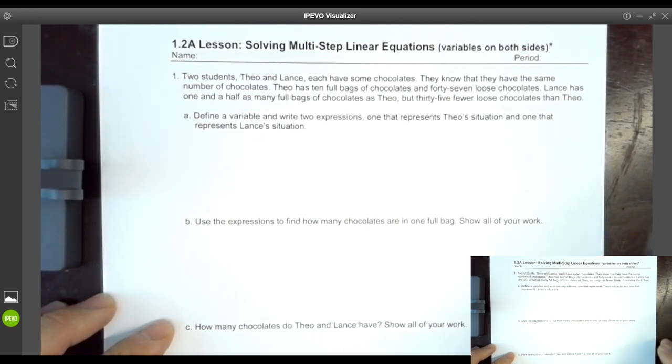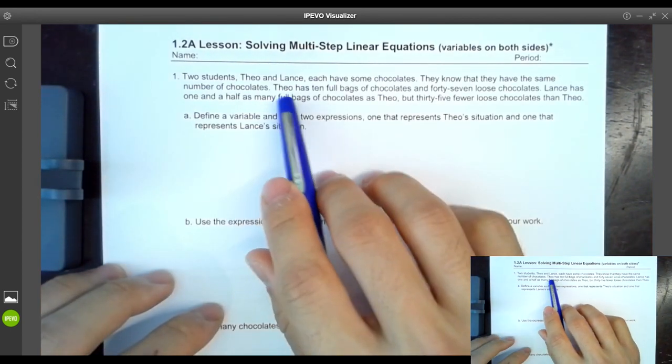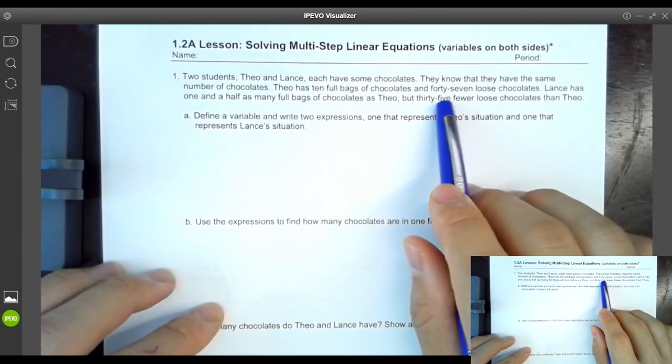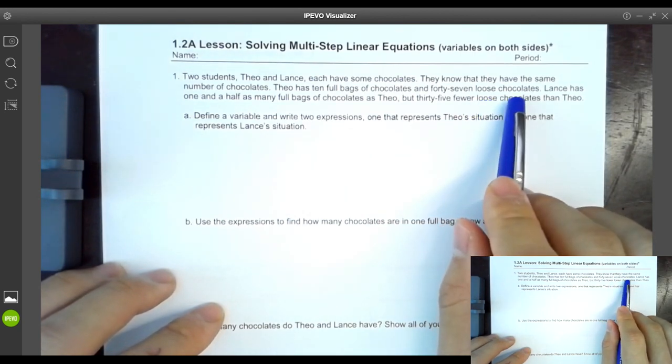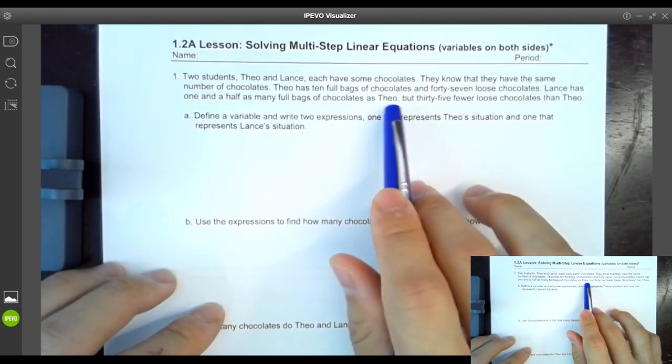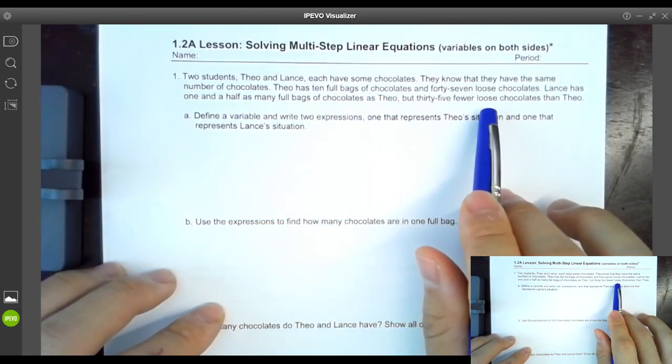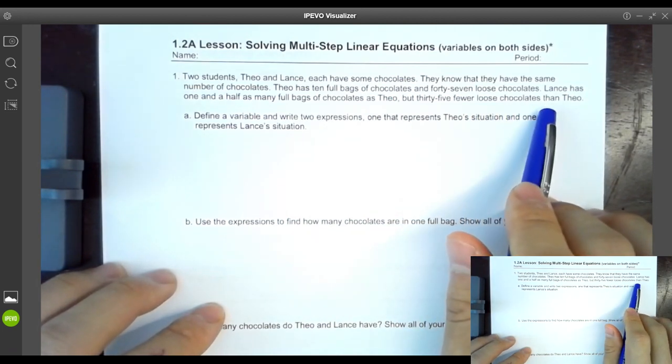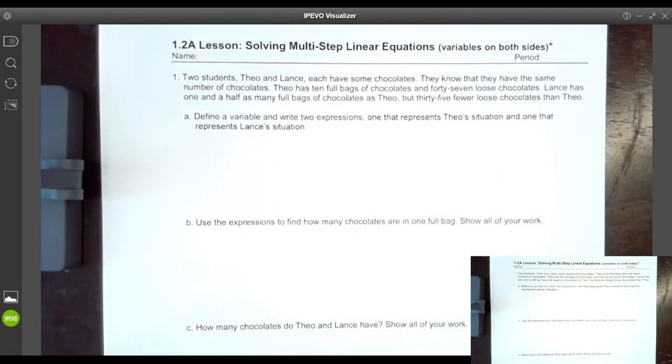Let's go ahead and start with a word problem. Number one says, two students, Theo and Lance, each have some chocolates. They know that they have the same number of chocolates. That's interesting. Okay. Theo has 10 full bags of chocolates and 47 loose chocolates. Okay. Lance has 1.5 as many full bags of chocolates as Theo, but 35 fewer loose chocolates than Theo. Interesting. Define a variable and write two expressions, one that represents Theo's situation and one that represents Lance's situation.